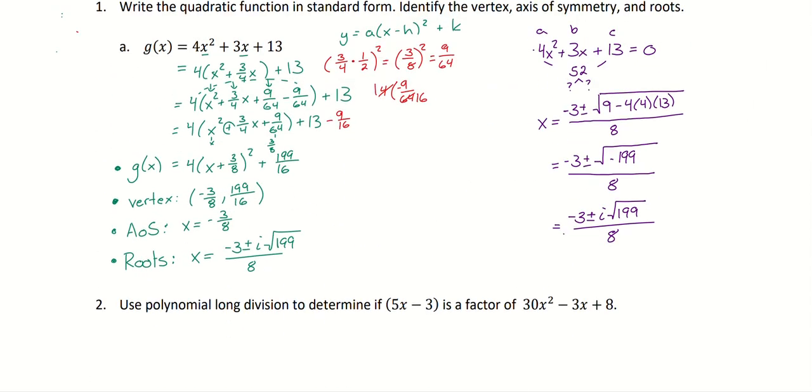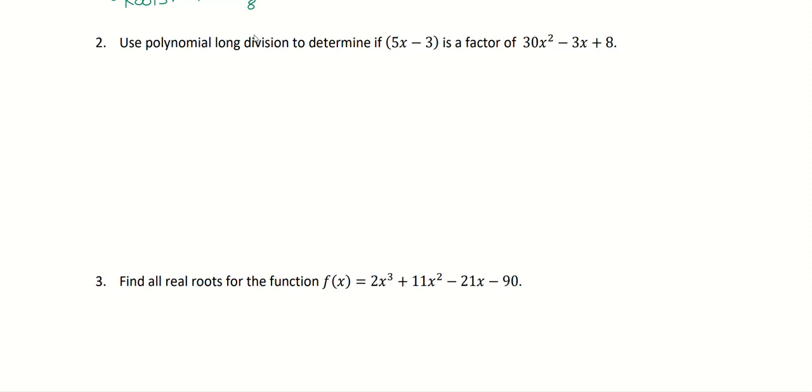Cool. So we got the vertex, we got the axis, we got the roots, and we got standard form. I have all the points that I'm after here. All 4 points knocked out. Cool. We need to determine if this is a factor.